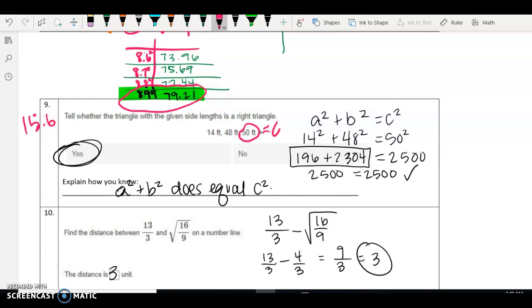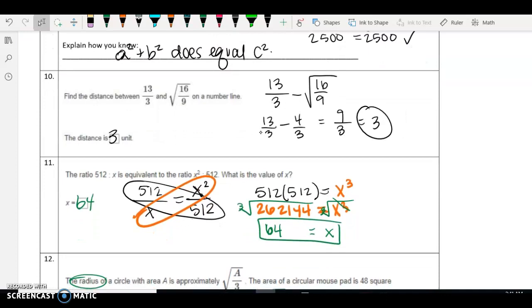2,500. And so we're going to add up that left side of the equation that I have boxed in, and we get 2,500, which is the same thing as our c squared. And so that means that it is a right triangle. So our answer is yes. And we know this because a squared plus b squared does in fact equal c squared. If it did not equal c squared, it would not be a right triangle.